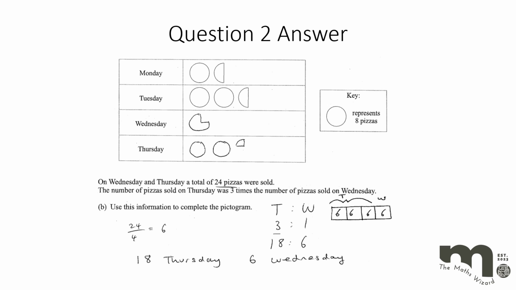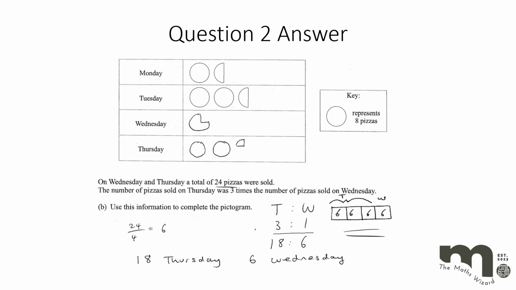So if you write this out in a ratio, that means that for every 3 pizzas that get sold on Thursday, you only sell 1 pizza on Wednesday. So you can see in that ratio, if you add 3 and 1 together, you get 4. We've also got that in bar model form there, if that helps you as well. So that tells you that 1 part in the ratio is worth 6.